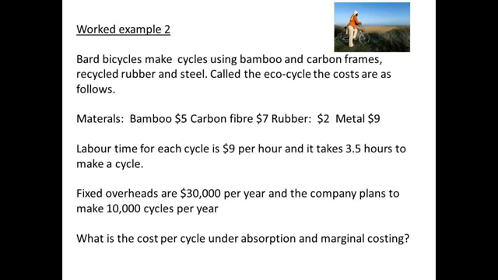Here is a second worked example. Bard Bicycles make an eco-friendly product using bamboo and carbon fibre. And yes, you can actually make a bicycle frame from bamboo and carbon fibre. Several different materials are used. The prices per bicycle are shown. The labour time for each bicycle is 3.5 hours and the cost per hour is $9. We have overheads of $30,000 per year and it is planned to make 10,000 cycles a year. We will carry out the costing using the two different methods.